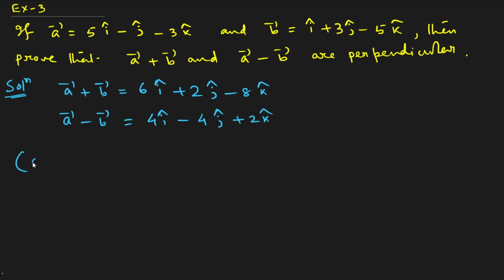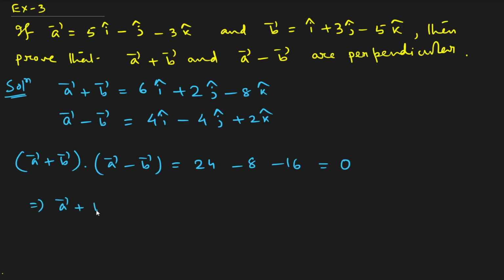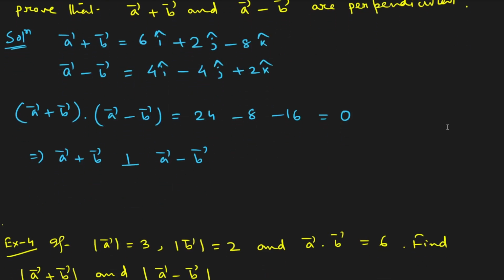Now let us find the dot product, a bar plus b bar dot a bar minus b bar. So the dot product: I will find 6 into 4, 24, then we will multiply this minus 8, and then we will multiply this, minus 16. You see, 0. Since their dot product is 0, this implies a bar plus b bar is perpendicular to a bar minus b bar, right? So this is also a very simple problem. In most of the cases, you have to use that one: a dot b equals a1 b1 plus a2 b2 plus a3 b3.